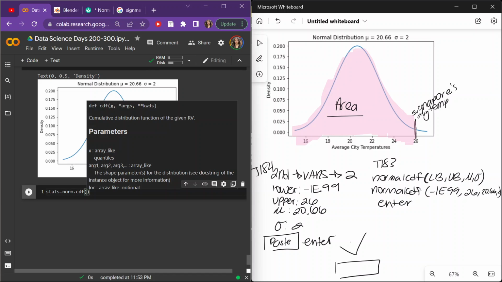like the point that you're trying to find an area above or below under. In this case, it's going to be 26. So it takes that point, and then, oh, my computer's frozen.